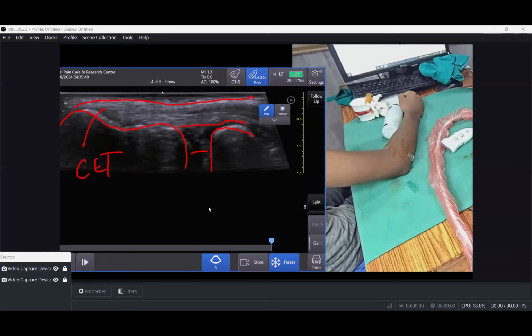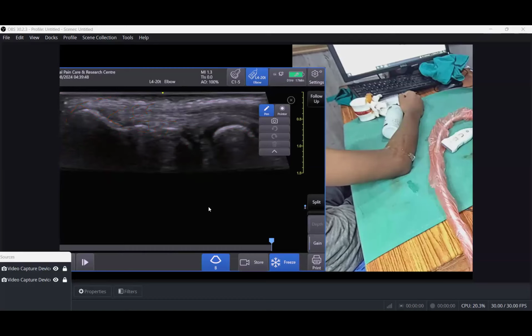Okay, so this is the commonest site of lateral elbow pain, which is known as tennis elbow. If you divide this slope into the upper two thirds and lower one third, the upper two thirds is basically the attachment of the common extensor tendon, and the lower one third is basically the attachment of the radial collateral ligament.